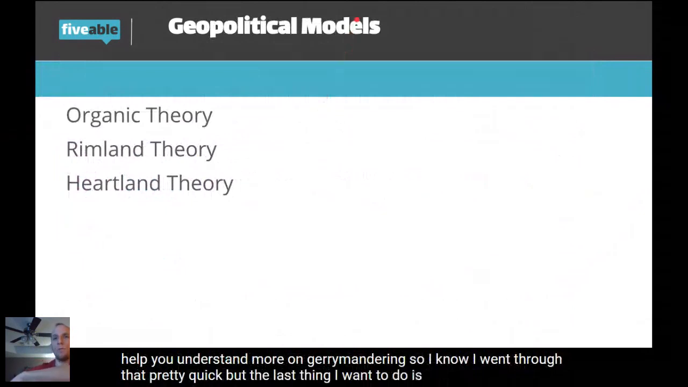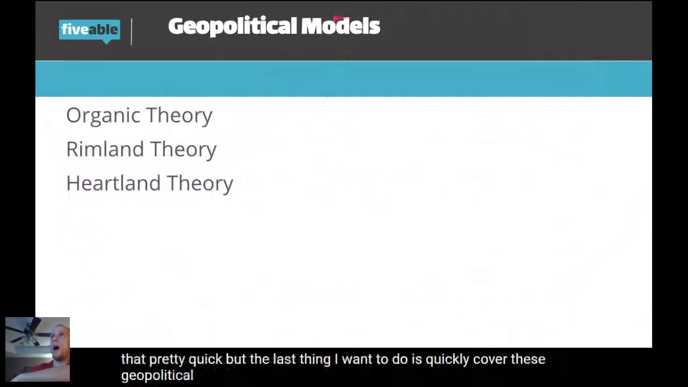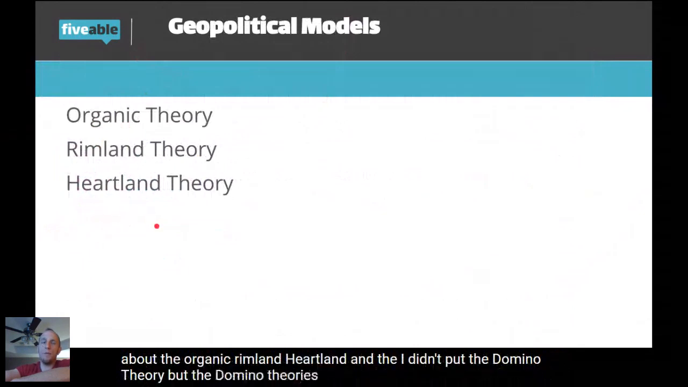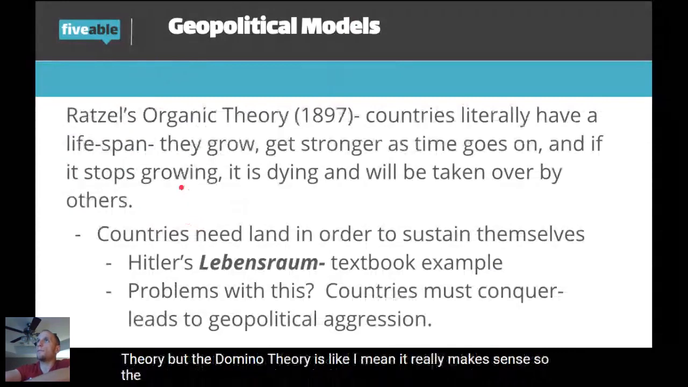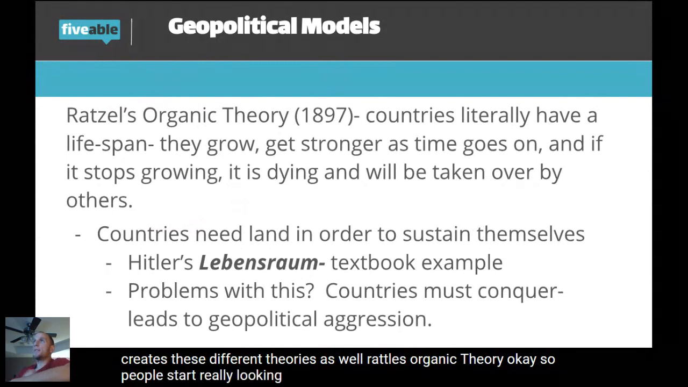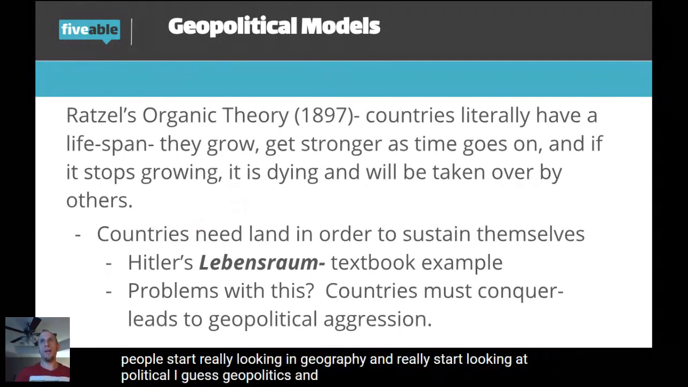But the last thing I want to do is quickly cover these geopolitical models. There are actually four that I'm talking about: the organic, rimland, heartland, and the domino theory, which I didn't put on a slide, but it really makes sense. The first one, and you need to be familiar with the guy who created these different theories as well, is Ratzel's organic theory.